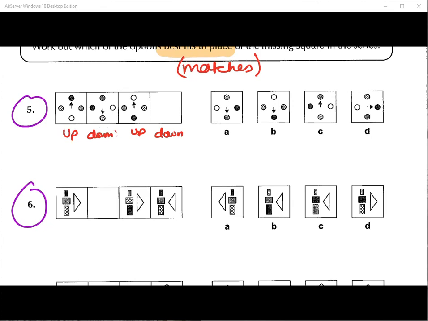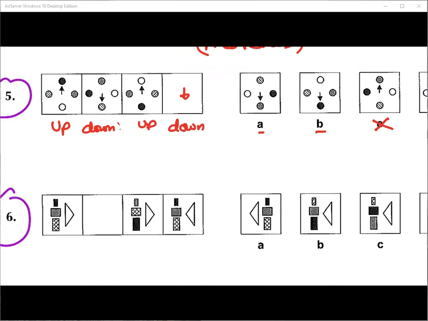Okay, so we want an arrow going downwards. So A is possible, B is possible, C is definitely wrong, and D is definitely wrong. Okay, lovely. What's happening next? What's happening to the colors?